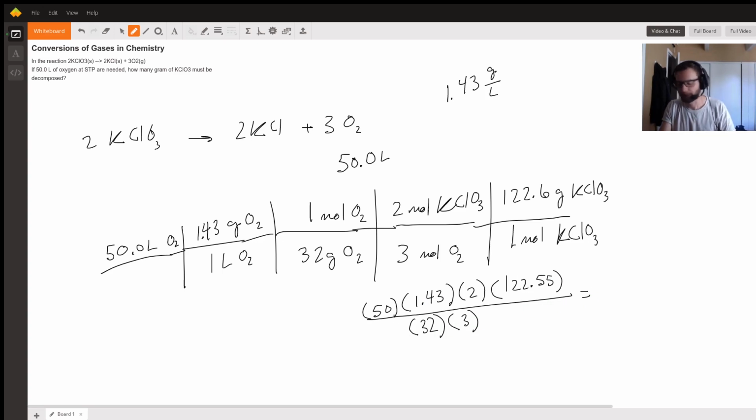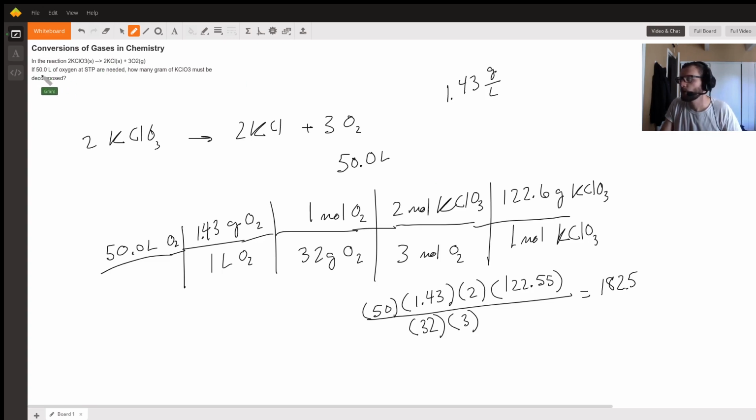Our calculator right here. And we go 50 times 1.43 times 2 times 122.55. And then we'll divide that by 32. And then we'll divide that again by 3. And so we'll get 182.5484375. So we don't need that many sig figs.